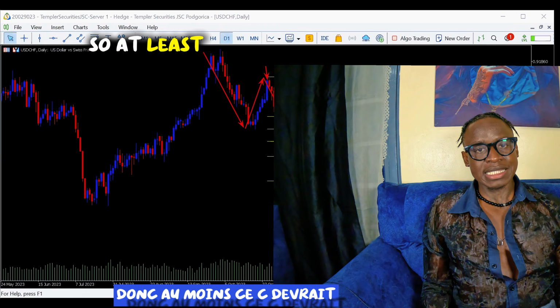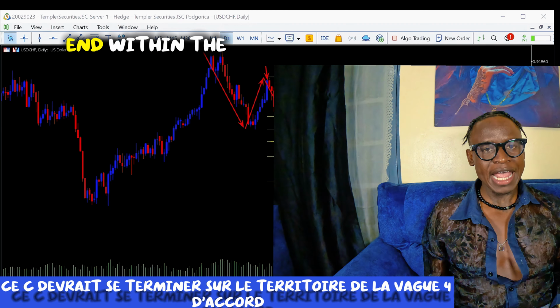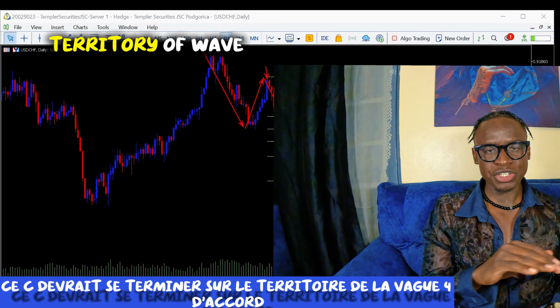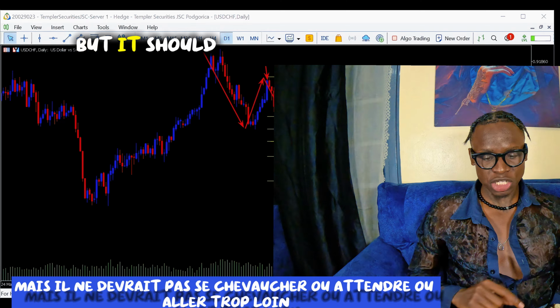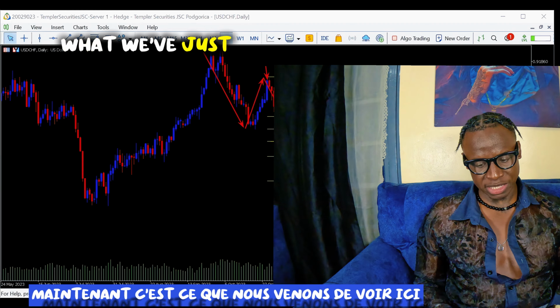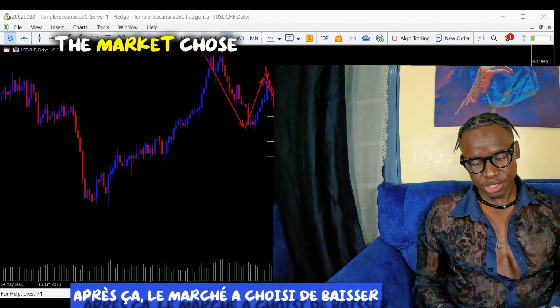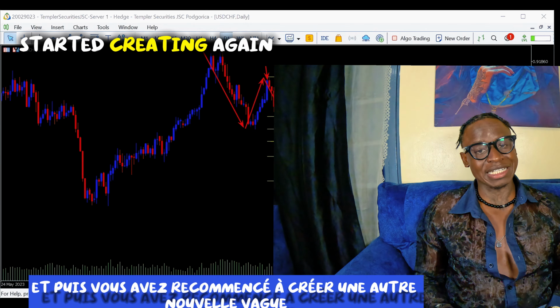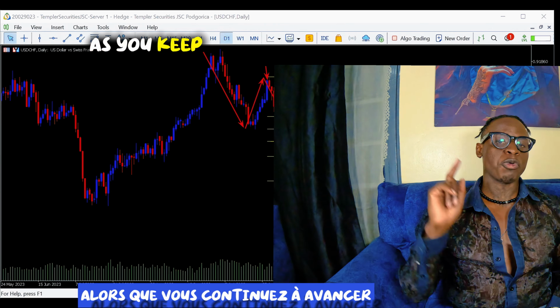So at least this C should end within the territory of wave 4, the start of wave 4, but it should not overlap or go overboard. Now that is what we've just seen here. So we have a beautiful A, B, and C. After that, the market chose to go down, and then we started creating another new wave, wave 1, 2, as we keep on proceeding.